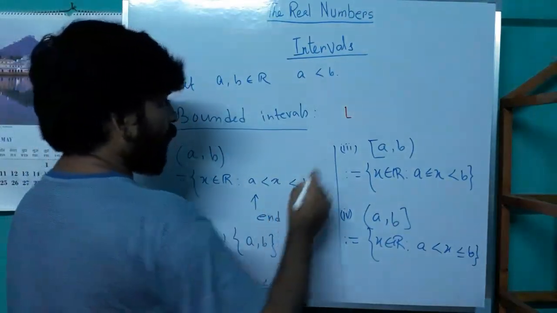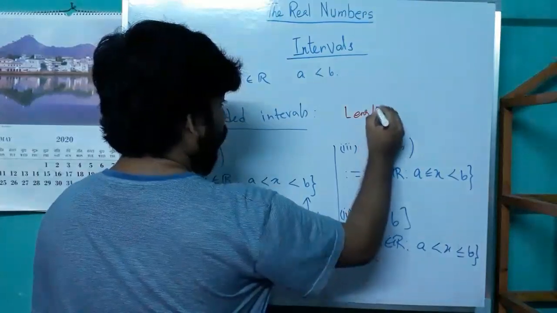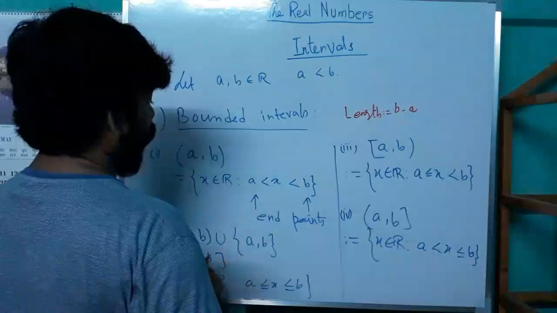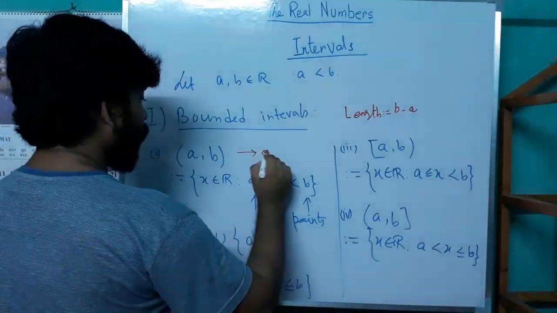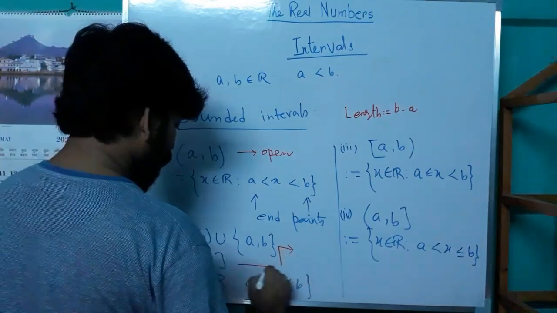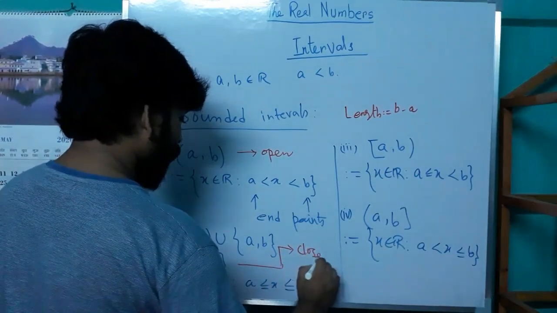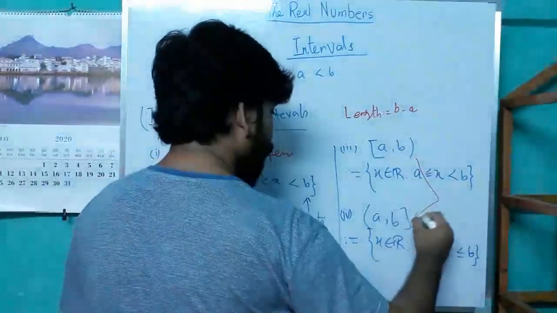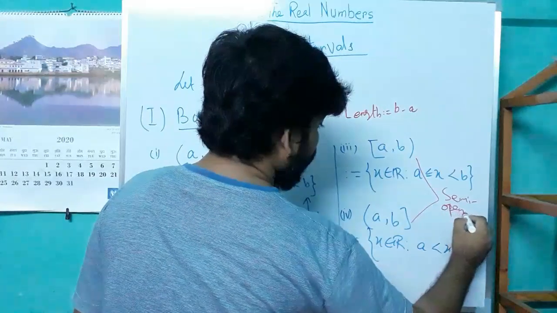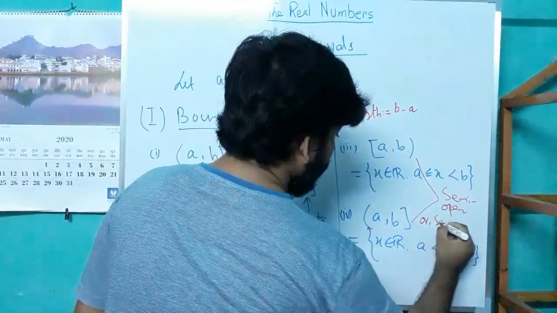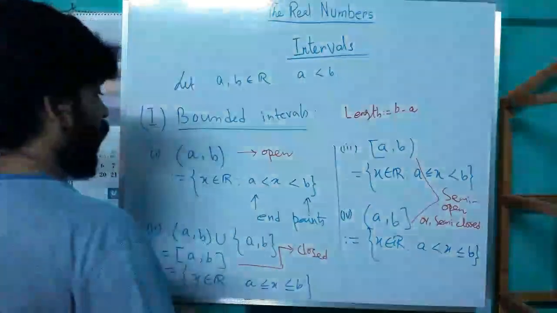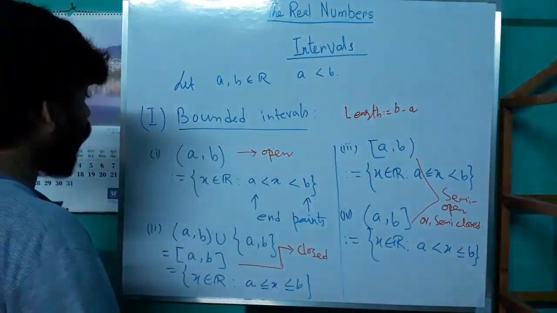So all are the four types of bounded intervals, and the length of any one of the four intervals is defined as b minus a. So this is the open interval, this is the closed interval, and these two are semi-open or semi-closed intervals.